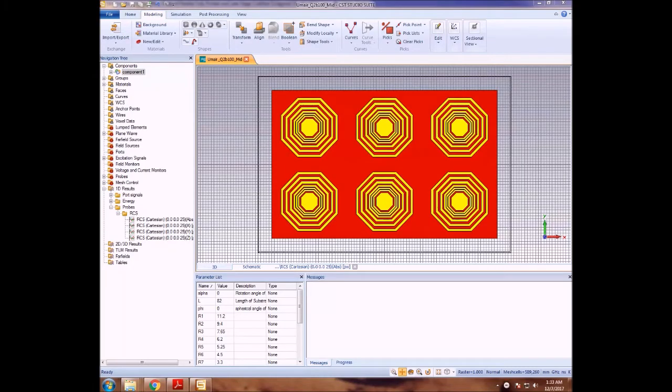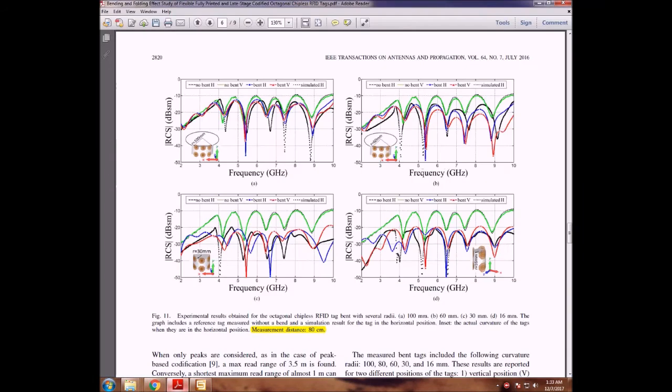In this video we will bend this octagonal shape, as given in the paper, with different radii. First, in figure A the radius is 100 millimeter, in figure B the radius is 60 millimeter, in figure C the radius is 30 millimeter, and in figure D the radius is 16 millimeter.